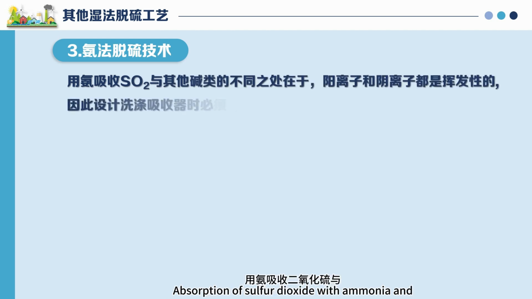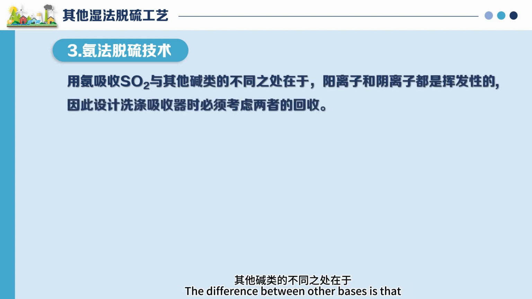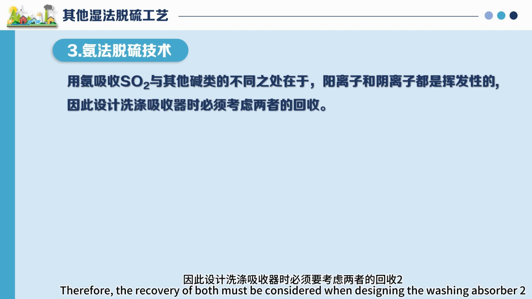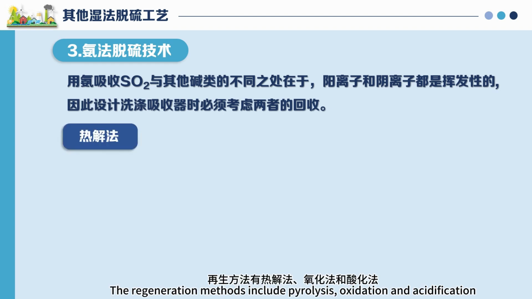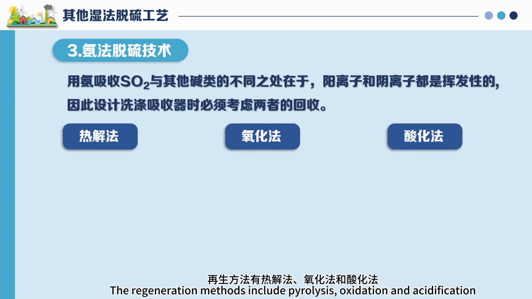In absorption of sulfur dioxide with ammonia, the difference from other bases is that both cations and anions are volatile. Therefore, the recovery of both must be considered when designing the washing absorber too. At present, the regeneration method is the most widely studied method. The regeneration methods include pyrolysis, oxidation and acidification.